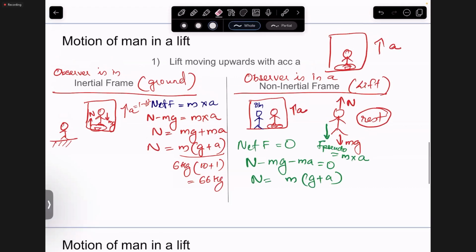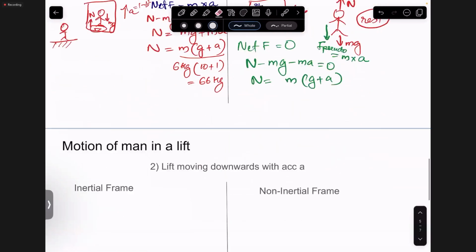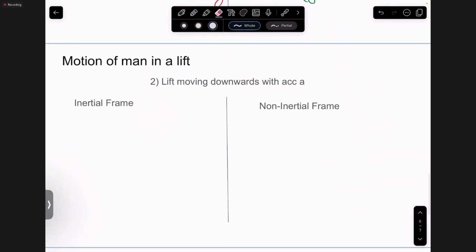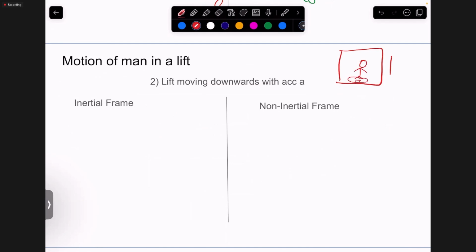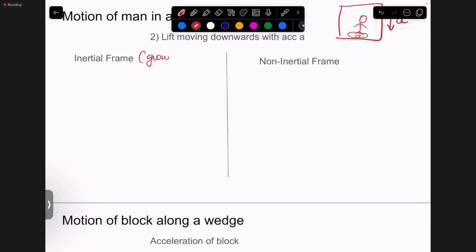So this is how we will calculate when the lift is moving upwards with an acceleration of a. Now think about a similar case where the lift is moving downwards with an acceleration of a. So this is the lift, and this is the passenger inside the lift. He is on a weighing machine, and there is acceleration a acting downwards. Now what will happen? Inertial frame means ground, the observer is grounded.